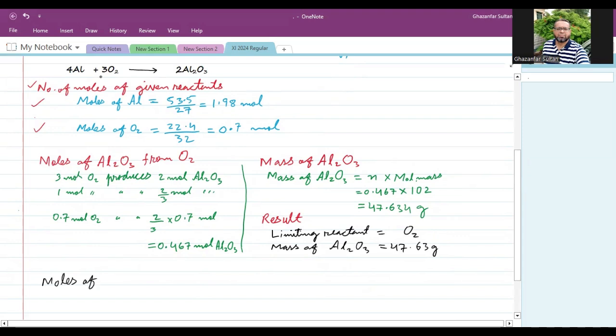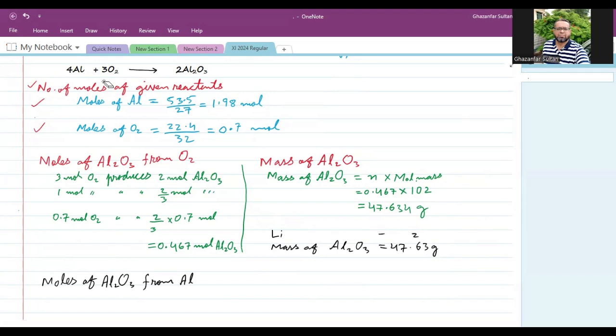Now, moles of Al2O3 from aluminum. So what to do? One more thing. So now this would not be the result, although we will get the same result, but we can't write it here.